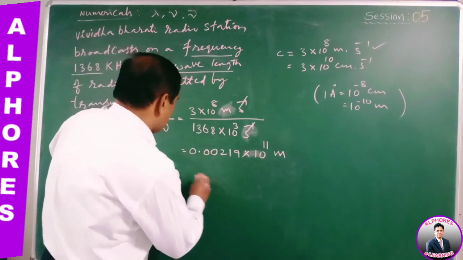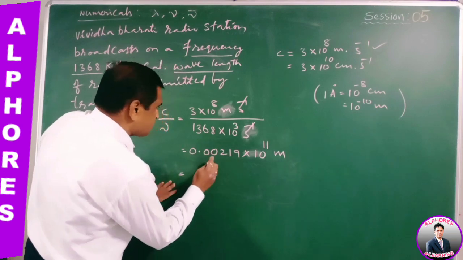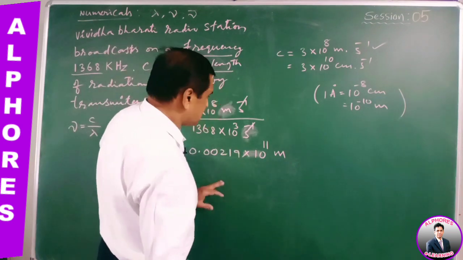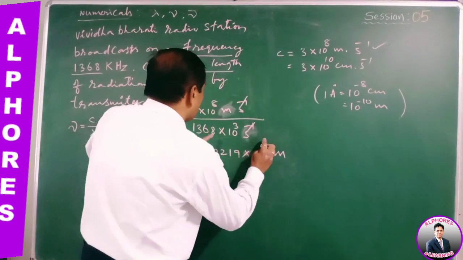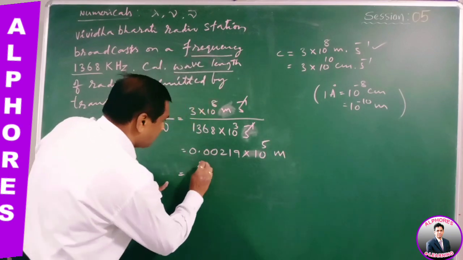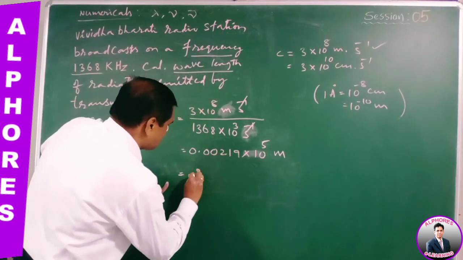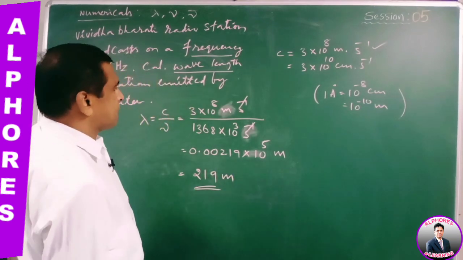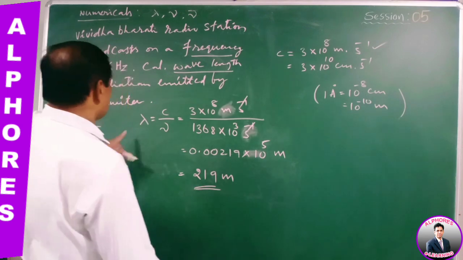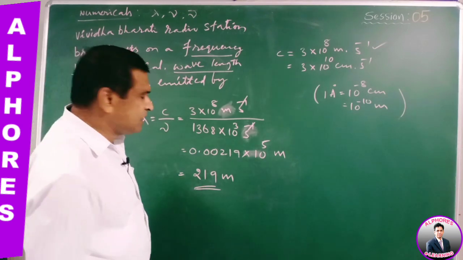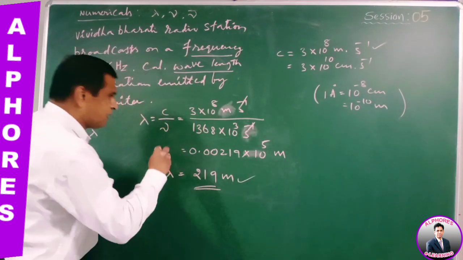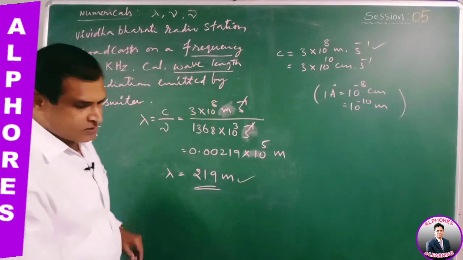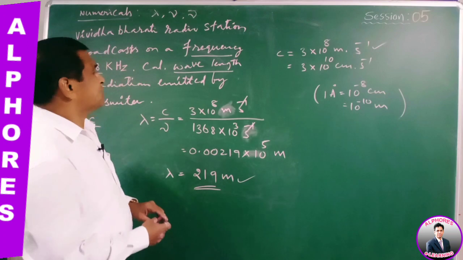When you take the decimal, 1 2 3 4 5, it becomes 10 to the power 5. So now it is 219 meters. That is the final answer: wavelength lambda is equal to 219 meters. So this is calculating the wavelength of the radiation. Now coming to the next problem.